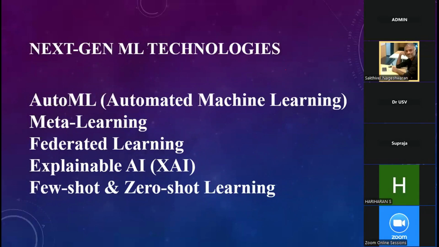So you can go through that. Especially XAI is there, and few-shot and zero-shot learning are there. So you can go and discuss what automated machine learning is. If you want, you can go with the tutorial, and federated learning is there, and few-shot learning. These are also related to machine learning, and they are processed here. So this is about the next generation machine learning technologies.